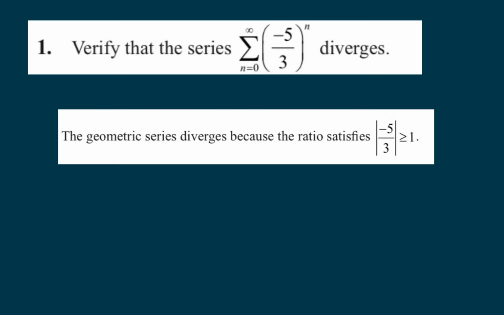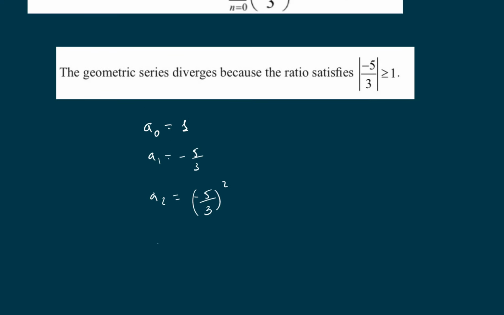So the sum is from n equals 0, so it would produce a term that is a0, and a0 will be 1. When n equals 1, a1 will be minus 5 divided by 3. a2 will be minus 5 divided by 3 square. And a3 will be minus 5 divided by 3 cube. This is plus 5 divided by 3 square. And this is equal to minus 5 divided by 3 cube.